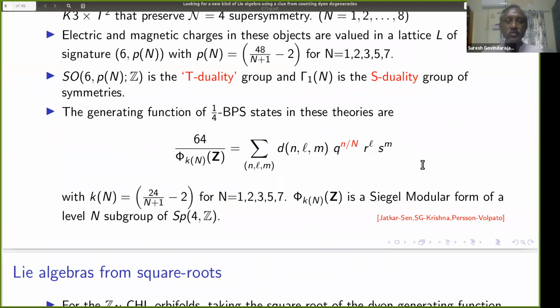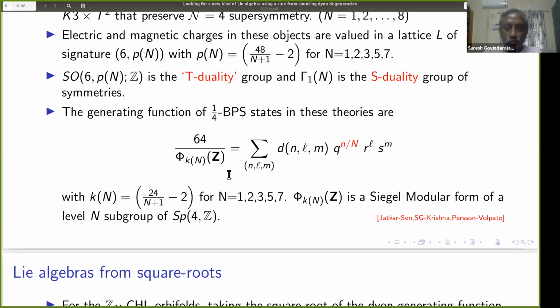But the generating function of BPS states again takes a similar form. This now is also a Siegel modular form, but now of a subgroup of Sp(4,Z). And electric charges are now fractions, and their fractions can be 1 upon N. Okay, so we account for that. So a little n will continue to be integral for us, even though the actual electric charge is fractional.